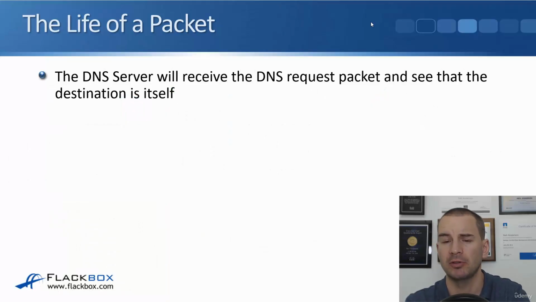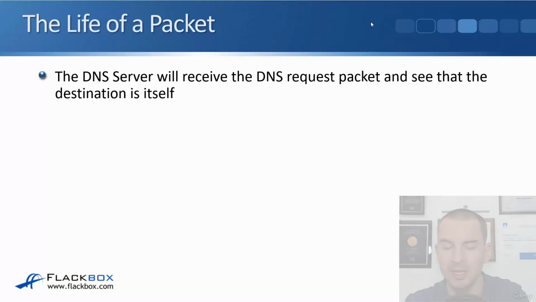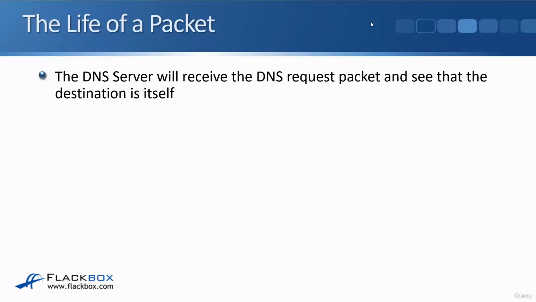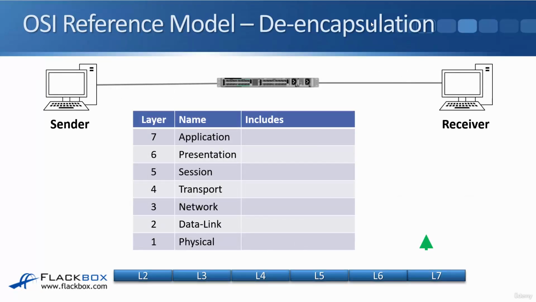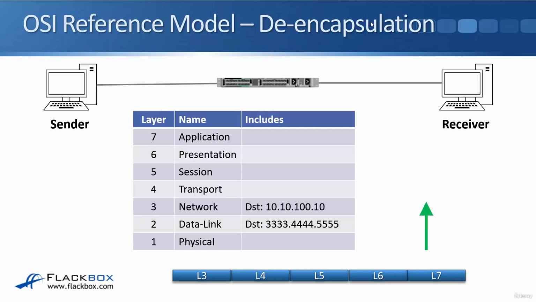So the DNS request gets sent down to the DNS server. The DNS server will receive the DNS request packet and see that the destination is itself. So looking at the OSI stack again, it comes in on the physical wire, and the receiver will then process the packet starting at the bottom of the stack, working its way up. So it sees that the destination MAC address is 3.4.5, which is itself. So it will carry on processing the packet. It sees that the destination IP address in the layer 3 header is 10.10.100.10, which again is itself. It will carry on processing the packet.